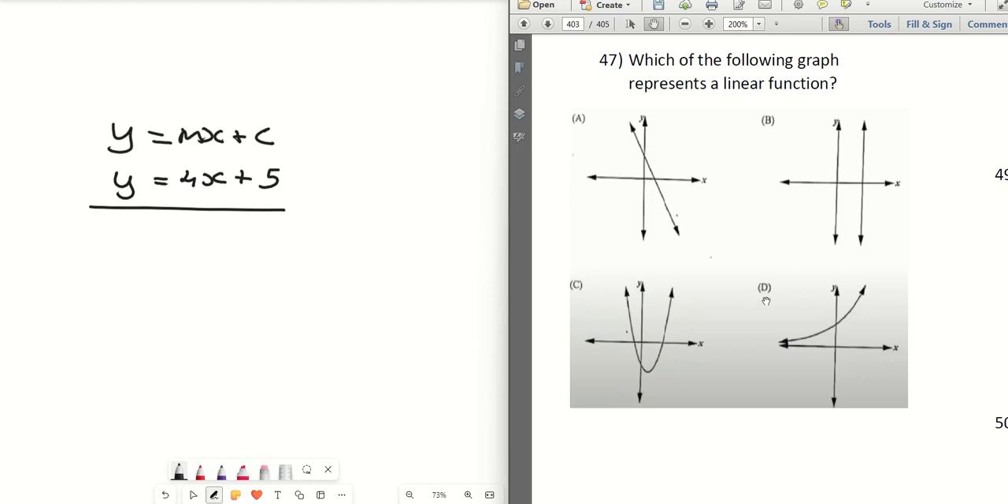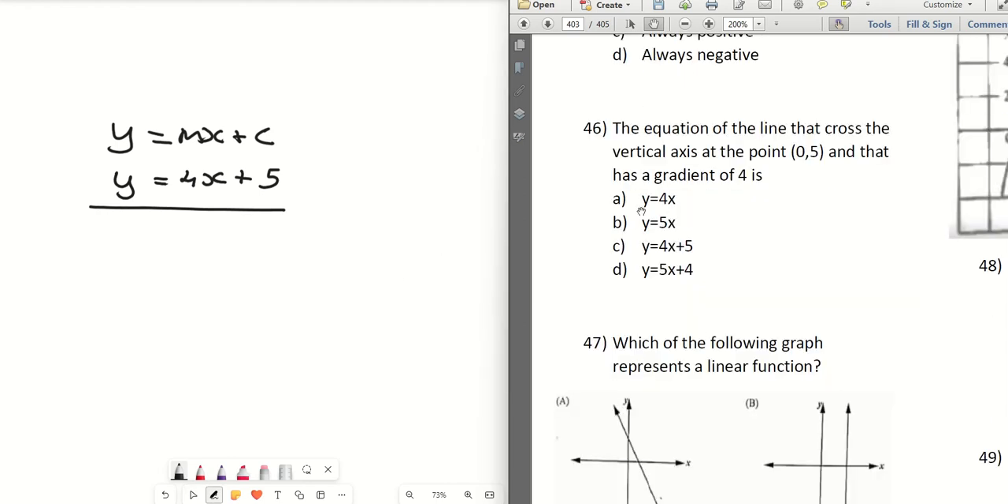Not C and not D. For sure, for sure, for sure. Right? I would say E. Right, so again, number 47 is E. We said 46 was C.